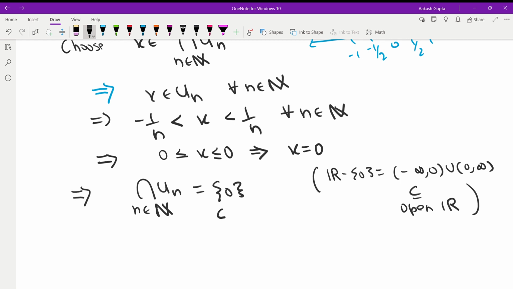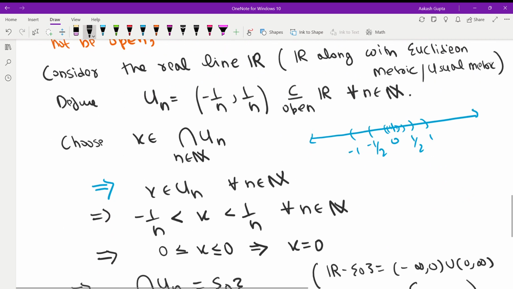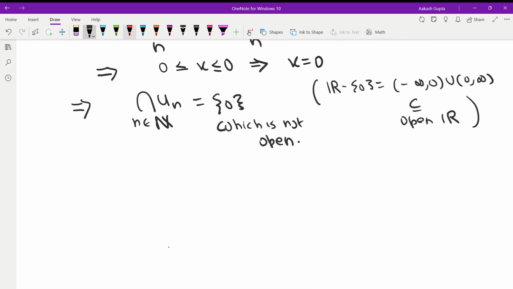Is this open? No, right? This is not an open set in the metric space R along with the Euclidean metric. So which is not open. Okay, good. Why? Like, the logic is how you take it. You have to have an open ball around 0 to be wholly inside this singleton 0 if it is open. But you know that is not possible, right? I'm not going to prove this. So I hope this is clear.